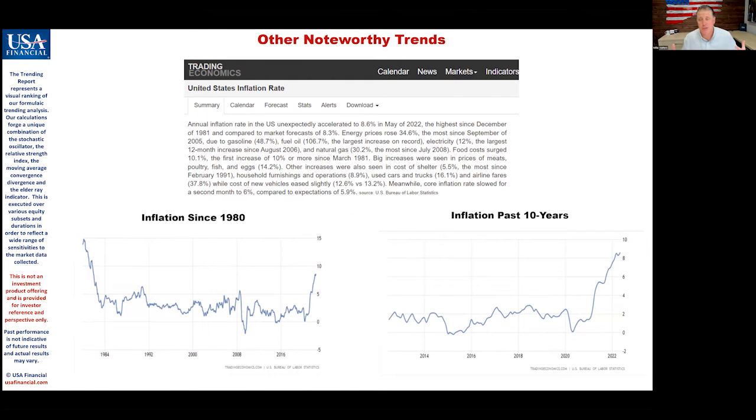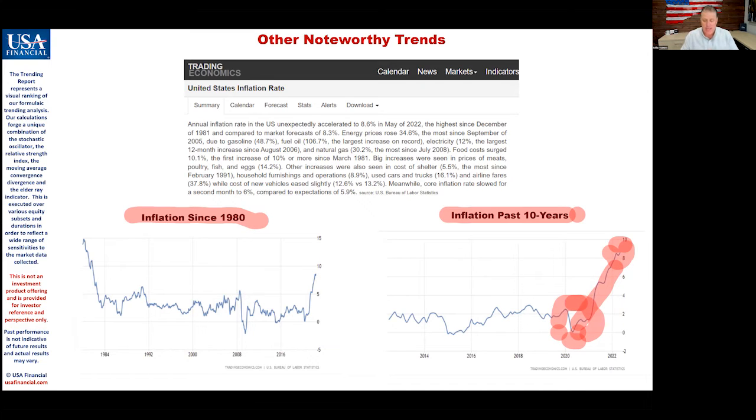So here we get inflation. As you most likely are aware, we're running up against some historic numbers again. Here we have inflation since 1980, and we have inflation over the past 10 years. I think it's important to look at two different views so that you can get a better perspective. When we're looking at the last 10 years, here we are at over 8% inflation. And you can see this huge spike up that's taking place right here. It ran up fast. This is really the pandemic taking place right here.